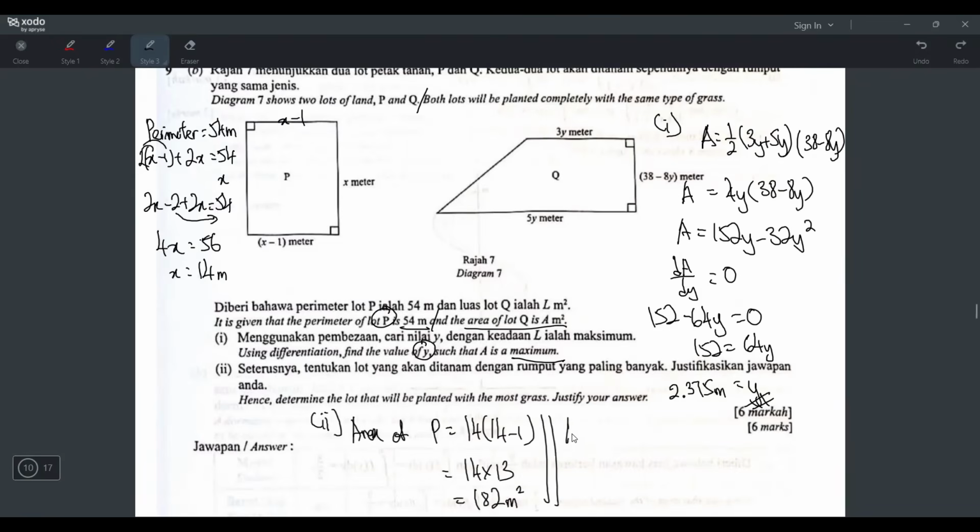Okay, let's do for area of Q. Okay, of course you can take the y 2.375 and then sub inside, sub inside, sub inside, and then do it again. But there's a faster way to do it. Straight away take this, 152y minus 32y squared. But for the y, you sub the 2.375. Let me tell you why you can sub the 2.375. Because 2.375 is the value of y such that A is maximum. So that means the maximum area here will be this, but sub with the 2.375. Okay, press all this in your calculator and you will get 180 point.